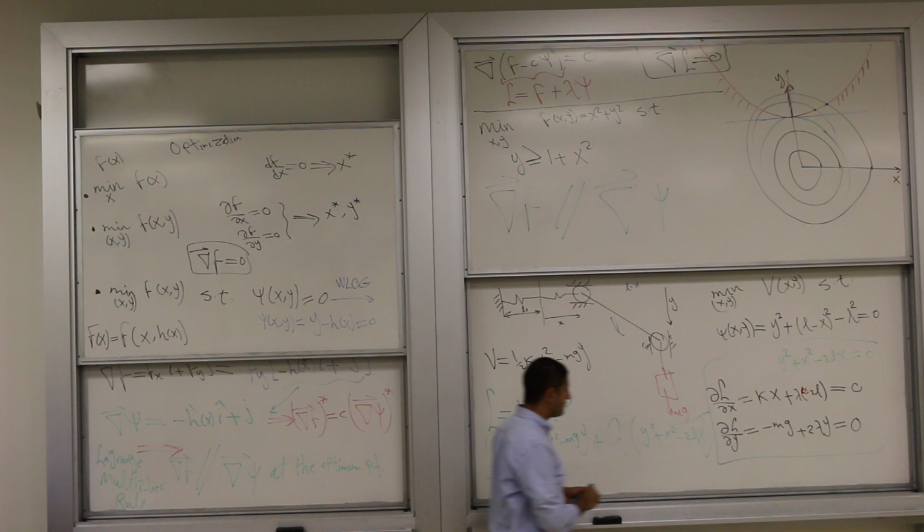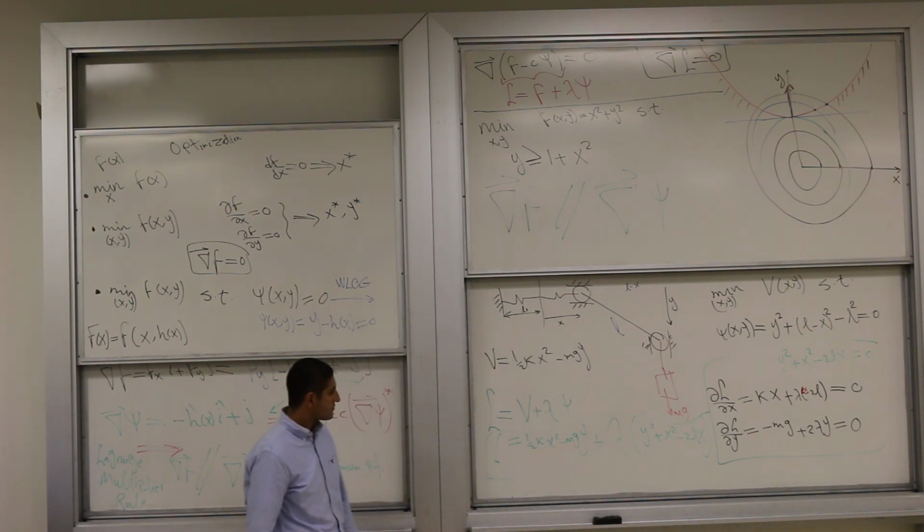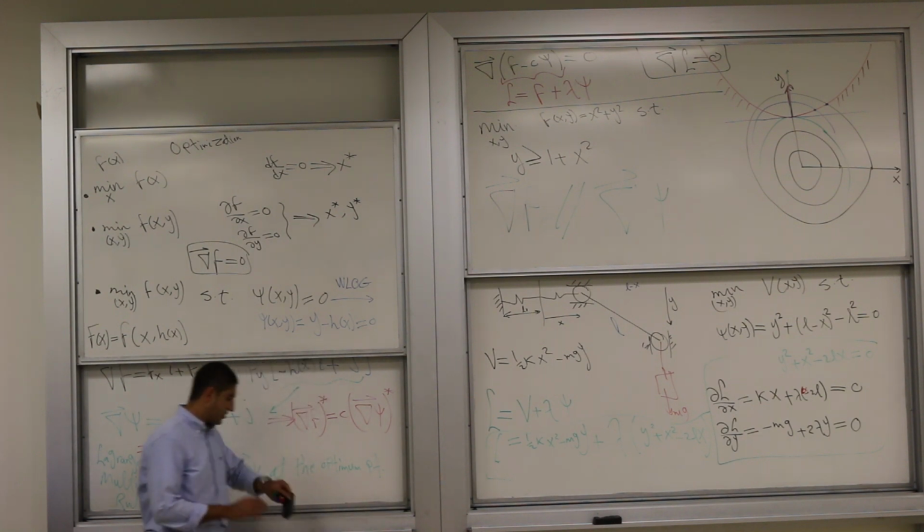2x minus 2l. You're right. Thank you. 3 equations, 3 unknowns. We're done. Any question?